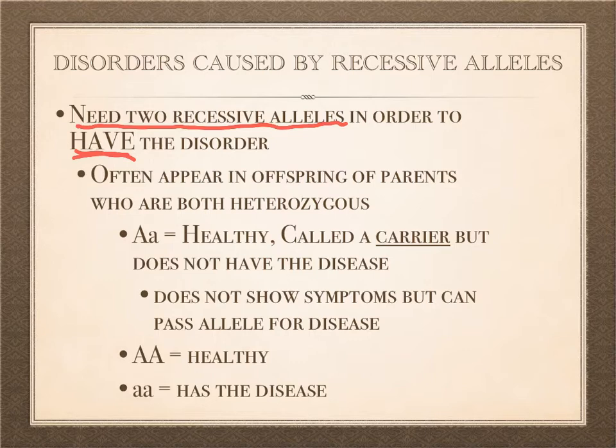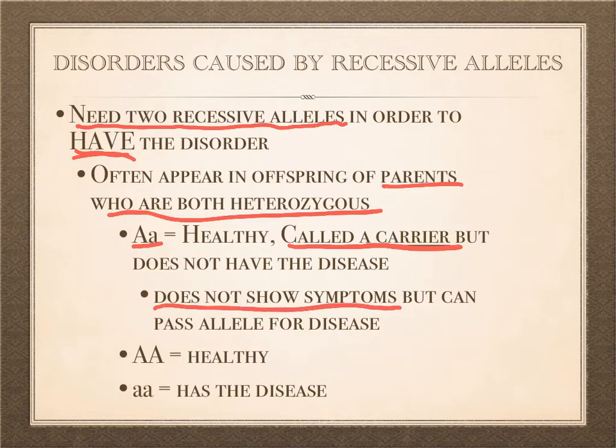These human genetic disorders often appear in the offspring of parents who are heterozygous. Heterozygous means you would have one dominant, one recessive allele. If this was a recessive genetic disorder, this heterozygous individual would be healthy. It wouldn't show the trait, but it would carry the trait, so it would be called a carrier of that genetic disorder. It doesn't have the disease, but it carries the gene for it. Since it doesn't have it, it wouldn't show any symptoms, but it could pass the allele on to its offspring.